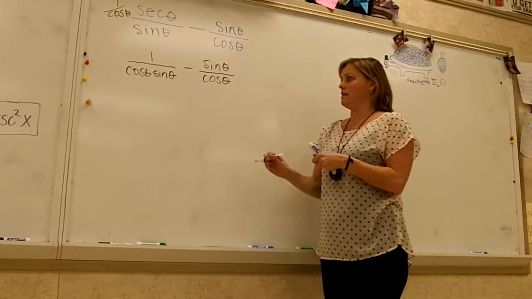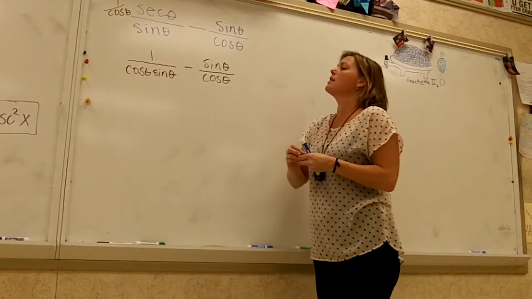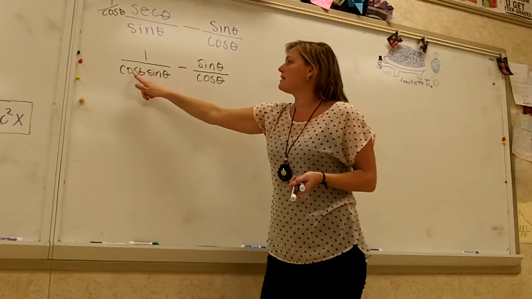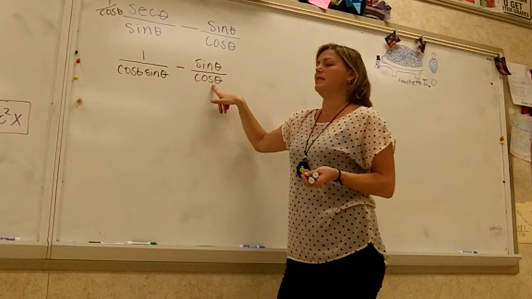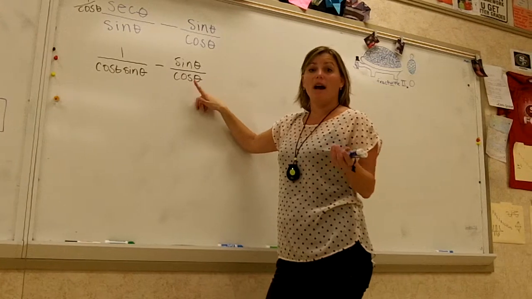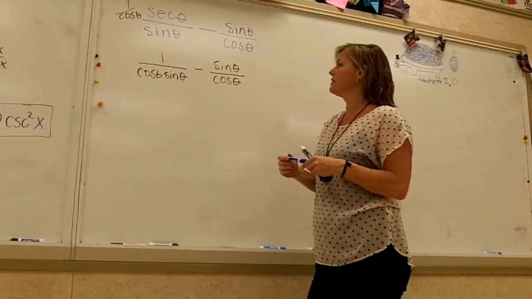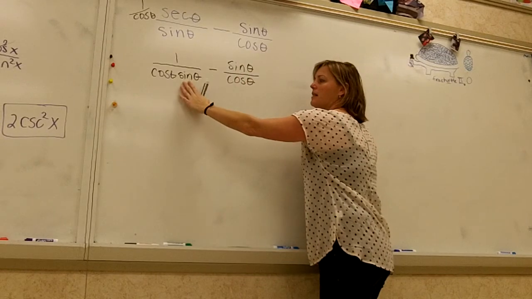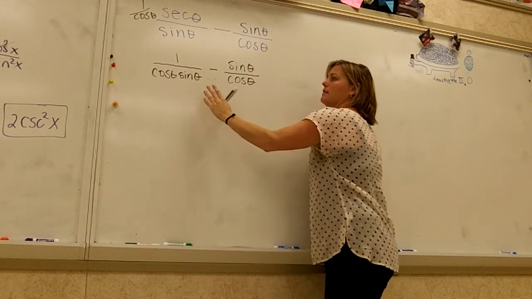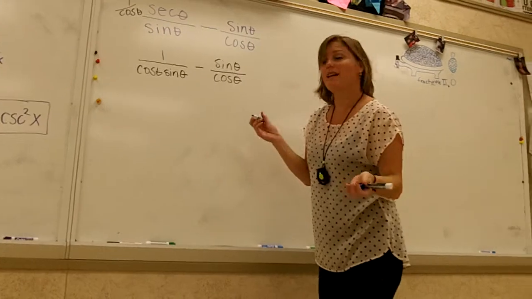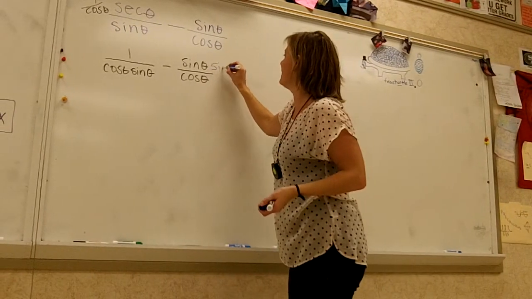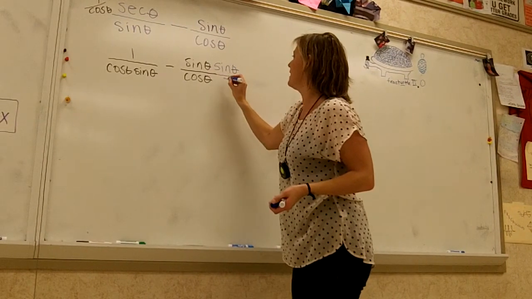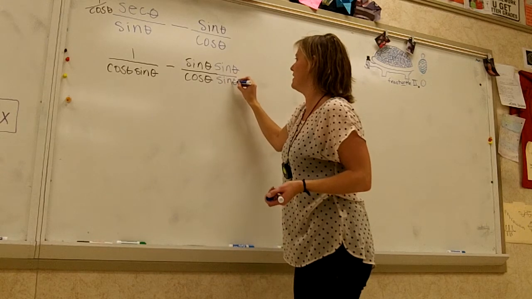Okay, now I feel like we're getting somewhere. Because here, this has a cosine and a sine, and this one just has a cosine. So I have to get a common denominator. What do I need to multiply this side by to get it to look exactly like the bottom part here? That's right, a sine theta. Okay, good, you're getting it. I'm impressed. Okay, so sine theta over sine theta.